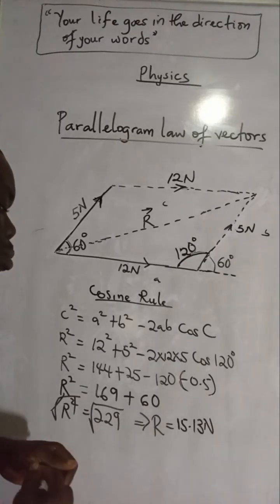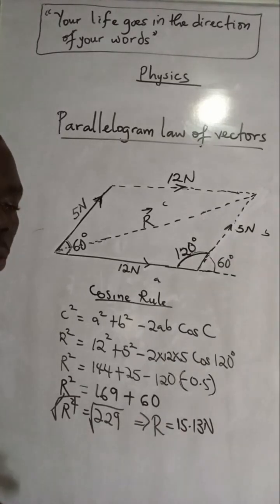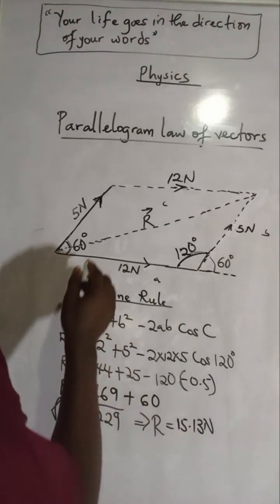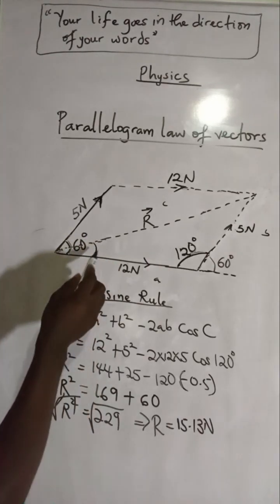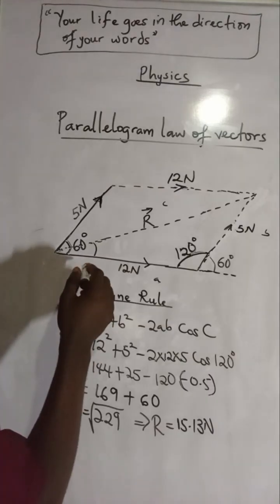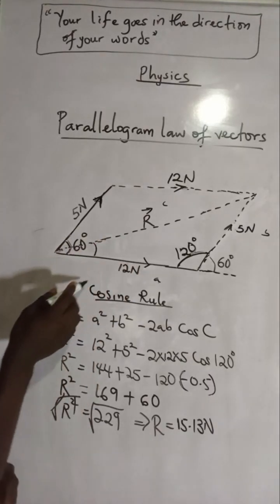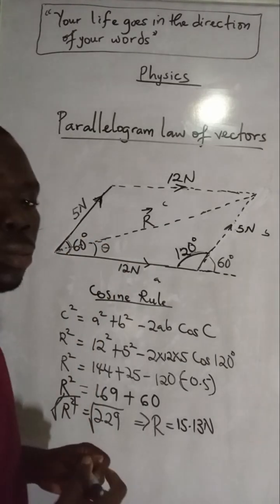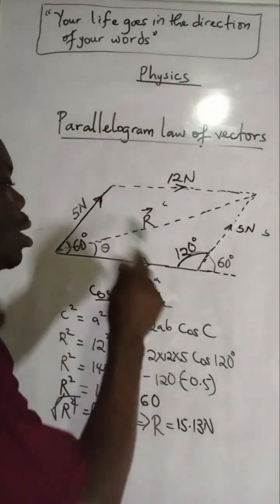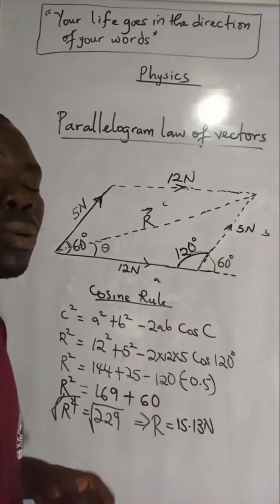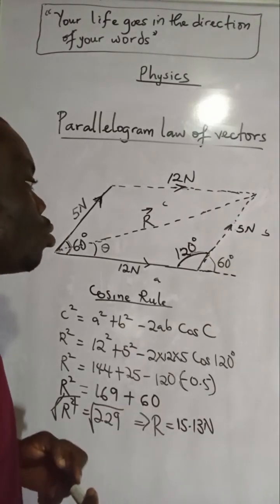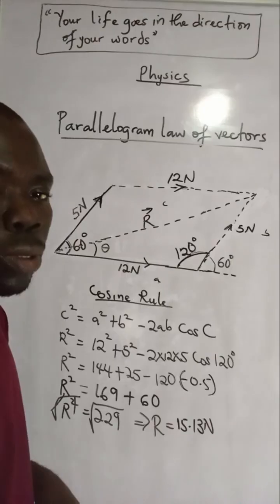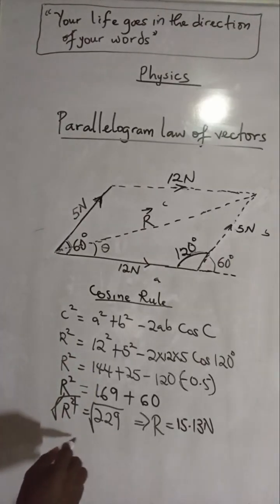15.13 Newton. So now this is the magnitude, but then you need to find the direction. Let's say the angle that the resultant makes with the horizontal is theta. If you want to find that, you will need to use sine rule. When do you use sine rule? You use sine rule when a side of the triangle together with its angle is known, and you want to find another side of the triangle whose angle is not known, or its side is not known, either of the two.